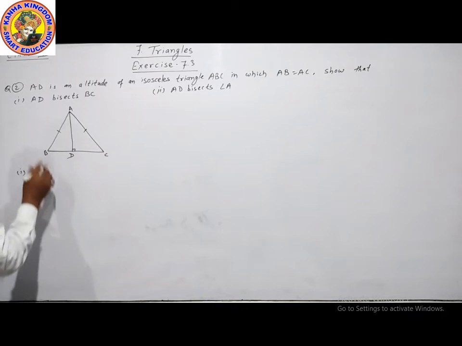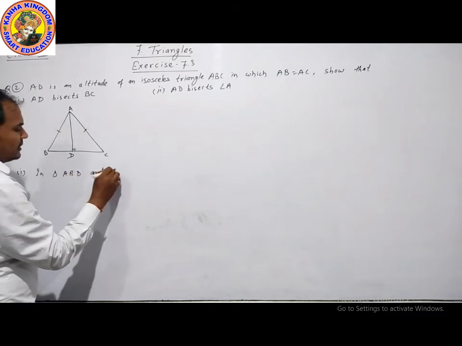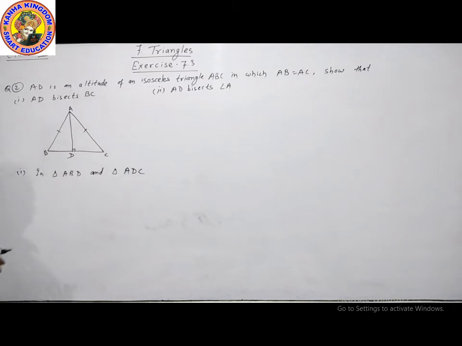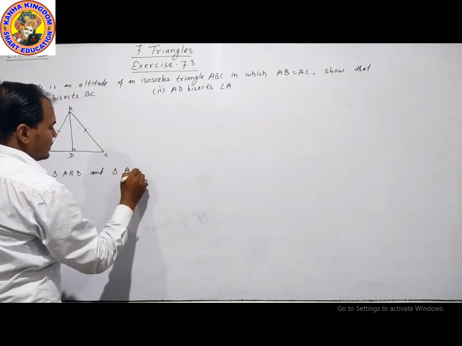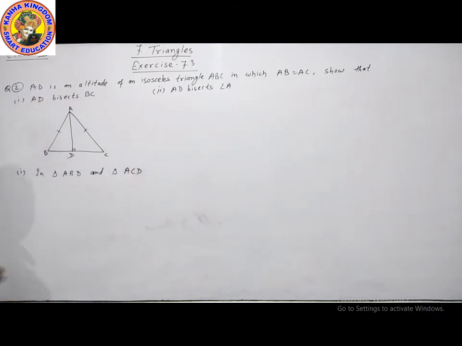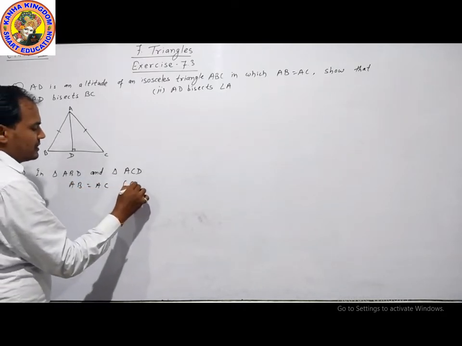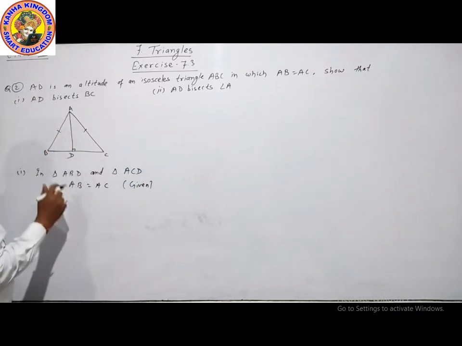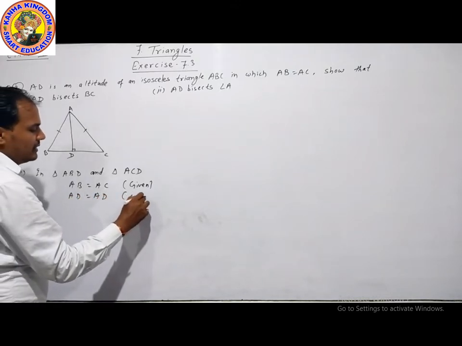Let us take two triangles. The first triangle is ABD and the other is triangle ADC. These are two triangles, ABD and ACD. Now AB is equal to AC, which is given in the question. Then AD is equal to AD. This is our common side.